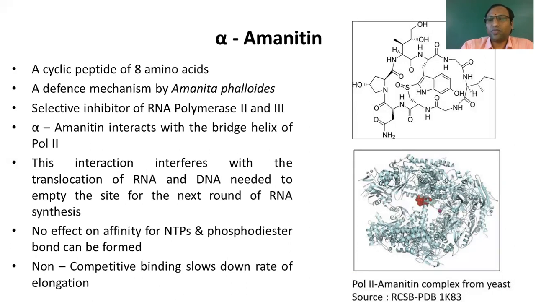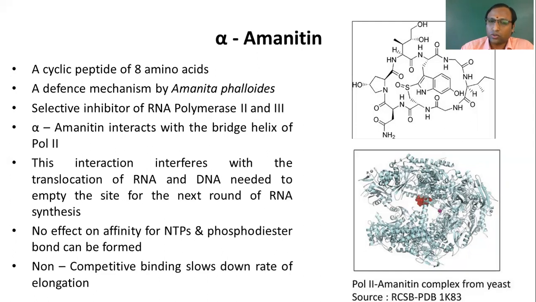But now what is happening when we are extracting this alpha amanitin and using it? This acts as a selective inhibitor of polymerase 2 and polymerase 3. So I think you must be knowing what is polymerase 2 and polymerase 3. In eukaryotes, we have different types of polymerases like polymerase 1, polymerase 2, polymerase 3, polymerase 4. So like this, different types are there for RNA synthesis, for tRNA synthesis, for mRNA synthesis, and for some of the snRNA synthesis and other things.